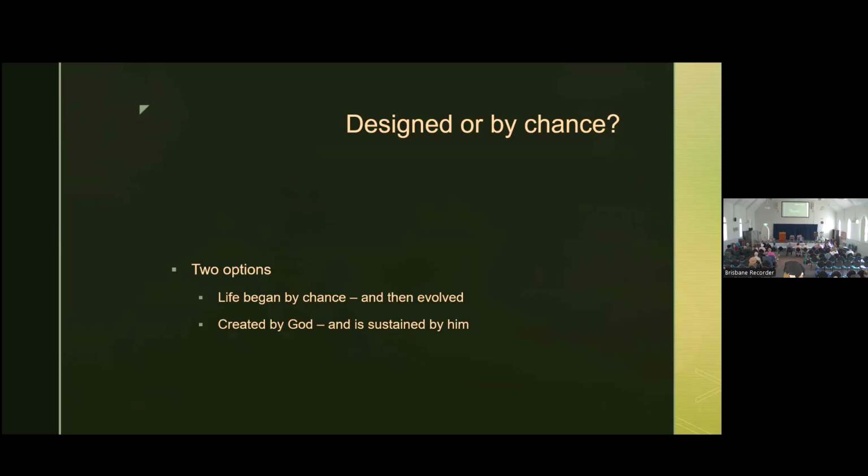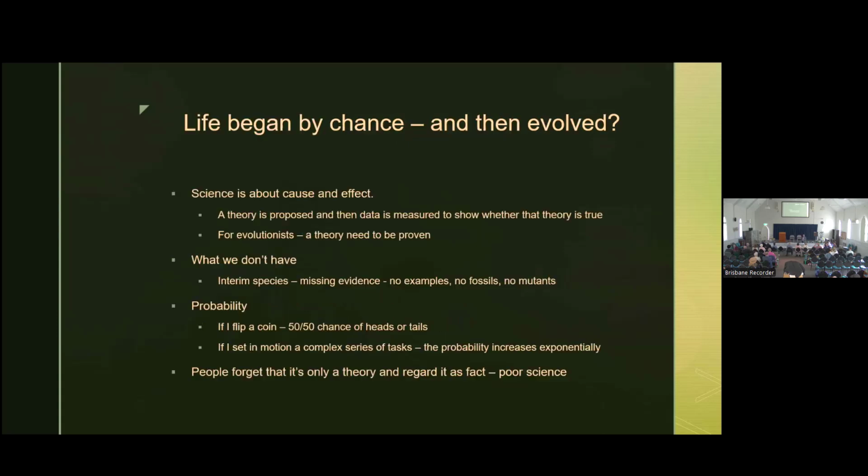But to think that it's been created by God and that it's sustained by God. So there's 2 choices, and let's have a little bit of a look at those 2 particular choices. If life began by chance and then evolved, what we're talking about is evolutionary theory. And so it uses science as the basis for trying to confirm what is a theory.